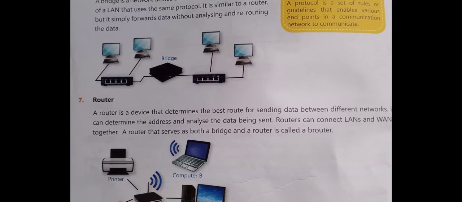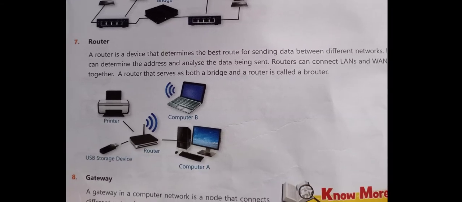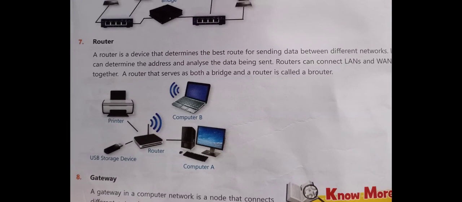Next is router. A router is a device that determines the best route for sending data between different networks. In the picture you can see there is a router, and computer A wants to send data to computer B, and there is no wired connection. So the router decides the best path, the best way, for sending data from computer A to computer B.